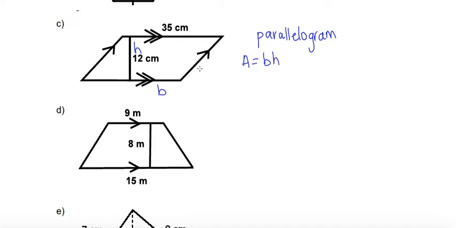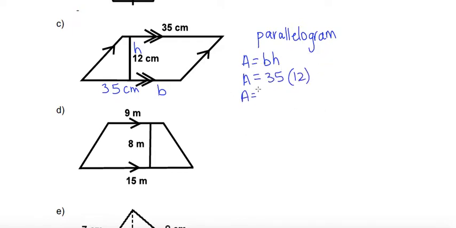Okay, so we don't need to use these slanted lengths in for area. So a parallelogram, my top of my shape is the same as the bottom of my shape. So this bottom length is 35 centimeters as well. And my vertical height is 12. So the area of my shape is 35 times 12.